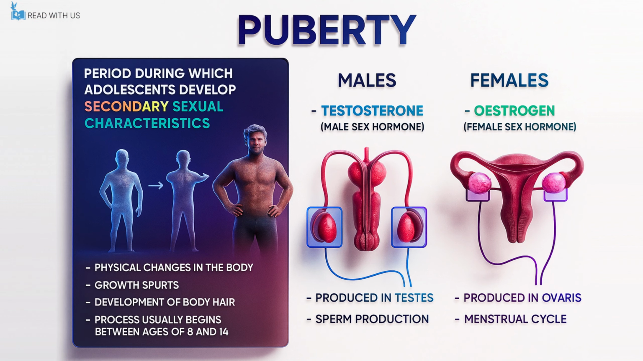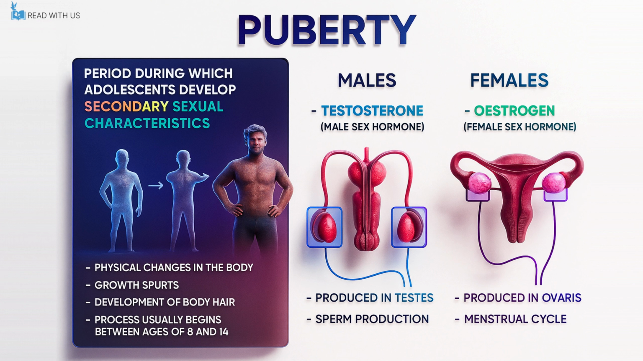To begin, puberty is a developmental phase during which adolescents start to develop what are known as secondary sexual characteristics. These changes are physical in nature and include growth spurts, the appearance of body hair, and other noticeable transformations. This important biological process typically begins between the ages of 8 and 14, although this range can vary between individuals. The onset of puberty is driven by specific hormonal changes in the body.